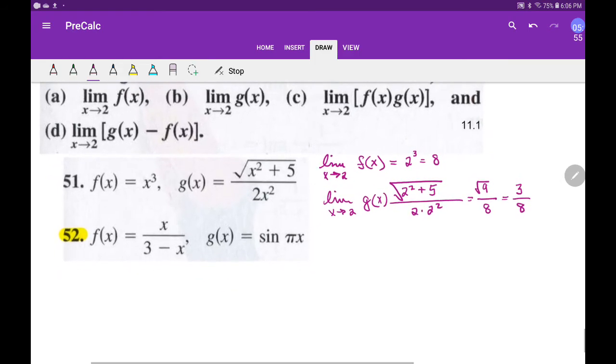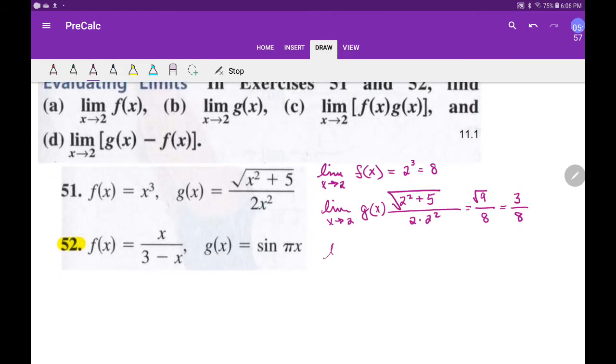So we'll say, what's the limit then, as x approaches 2, of these functions multiplied? You're like, oh, I have to multiply the functions together. And no, you don't. You can just multiply their limits together. So 8 times 3 over 8, the 8's cancel and I get 3. I don't have to actually do that because I know the limit of each one. And I can multiply them together instead.